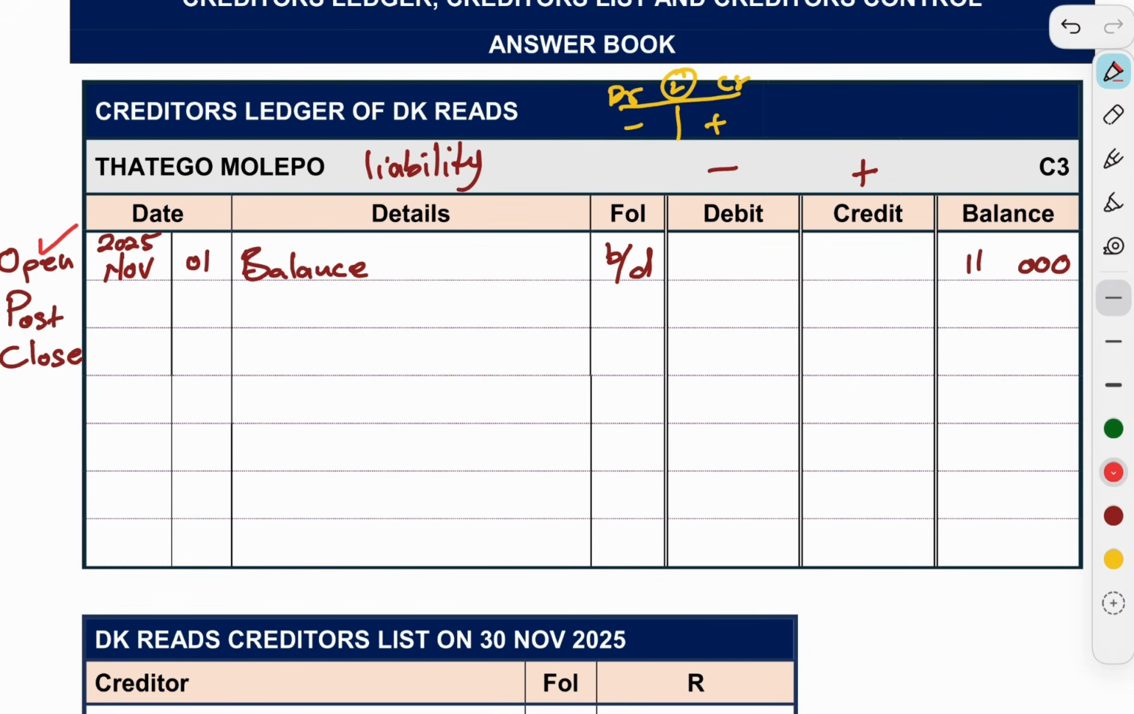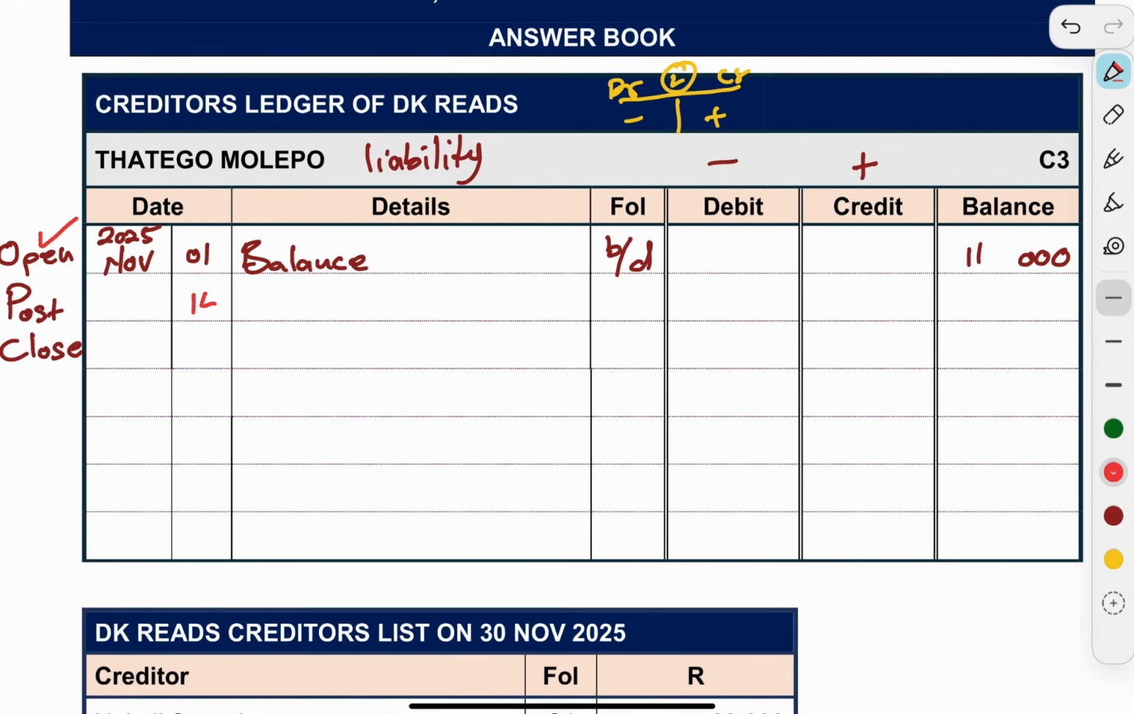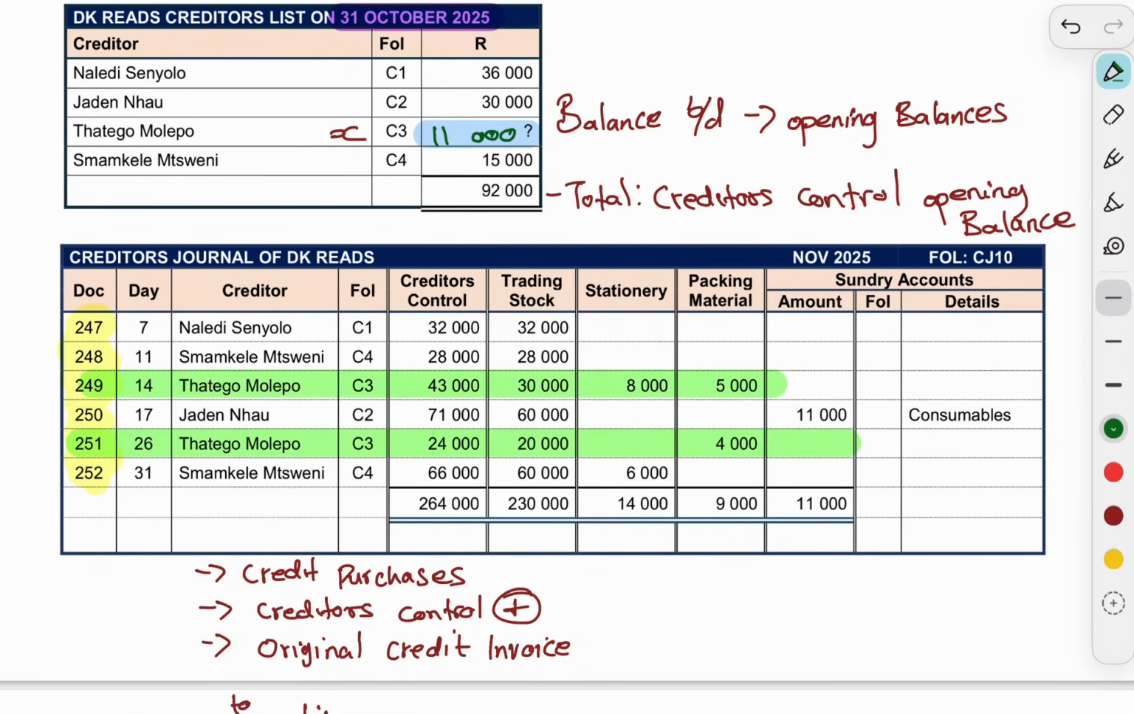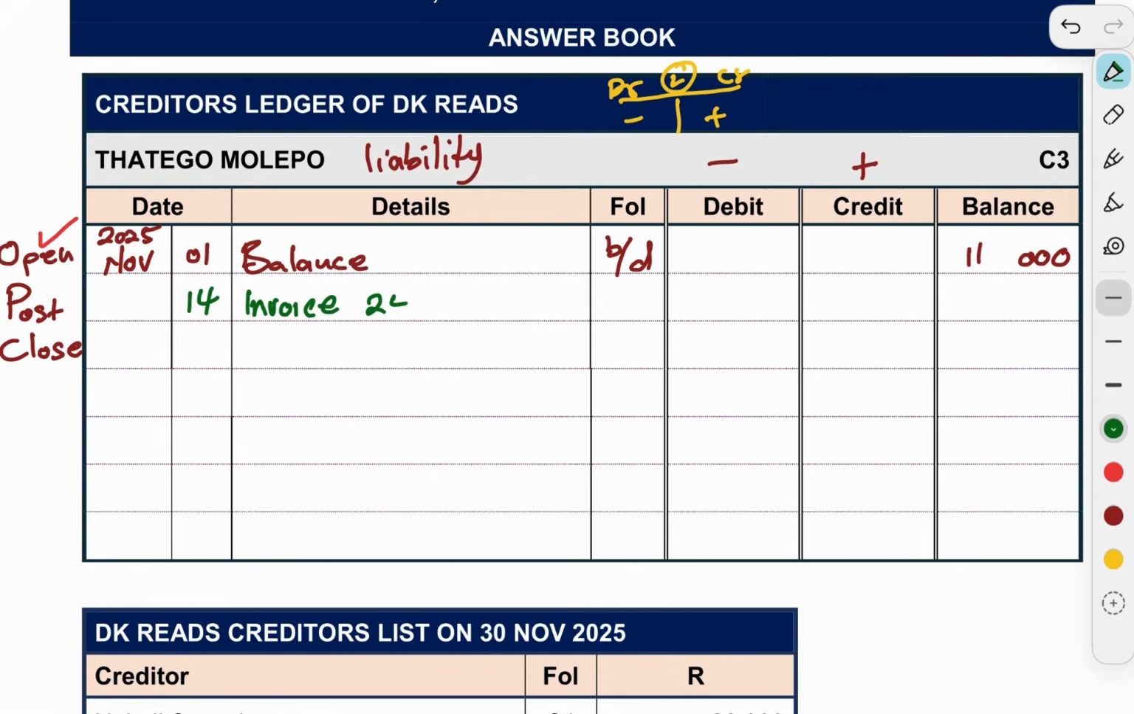So day 14 is the day. I'm using the wrong color pen here. Which one can I use? Let me use green. So it's day 14. Details, because we are buying, is going to be invoice. You can write invoice, or original invoice. But what is the invoice number now? The invoice number is 249. Can you see that? The number on the invoice is 249.